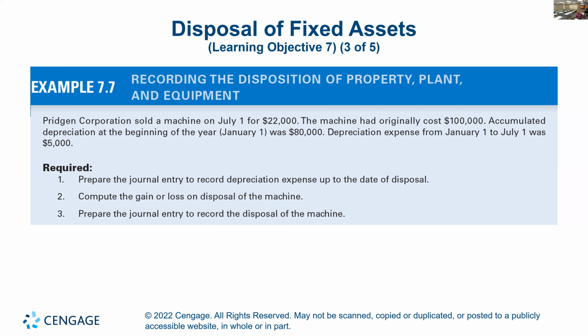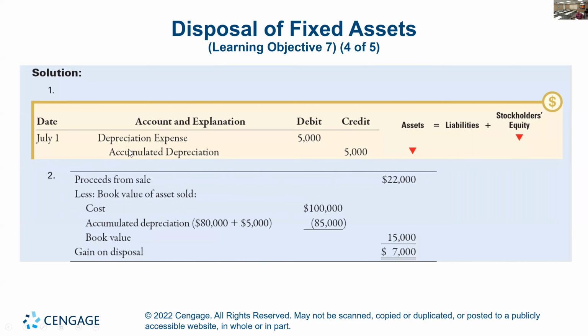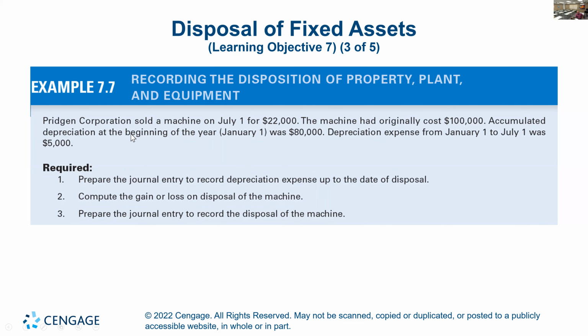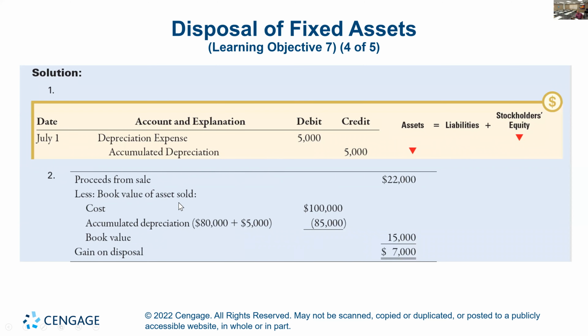So the first thing we need to do is update. We sold on July 1st. So from January 1st to July 1st, there was $5,000 in depreciation that is accumulated that we have not made the entry for. So we would do depreciation expense for $5,000, accumulated depreciation for $5,000. Okay, so now our accumulated depreciation is now $85,000. It was $80,000, now it's $85,000.